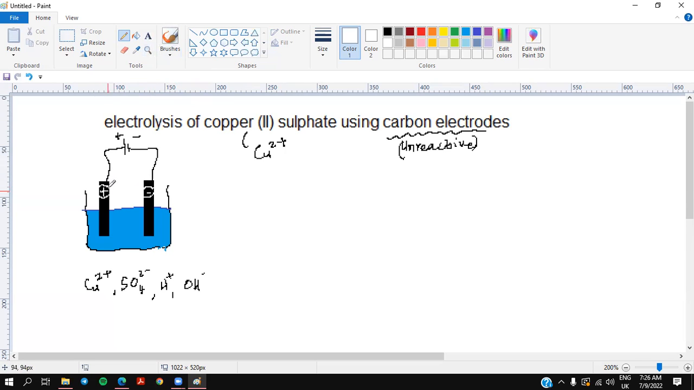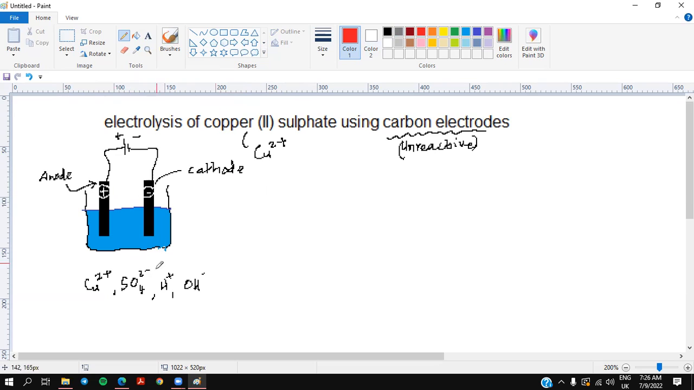If I give the names, on the left-hand side, positively charged anode, carbon anode, and over here, we have the cathode. That's the beginning of the lesson. Now the diagram is ready, everything's labeled, and the ions present in the solution are mentioned. Next, we have to see what happens to these ions when the circuit is complete.